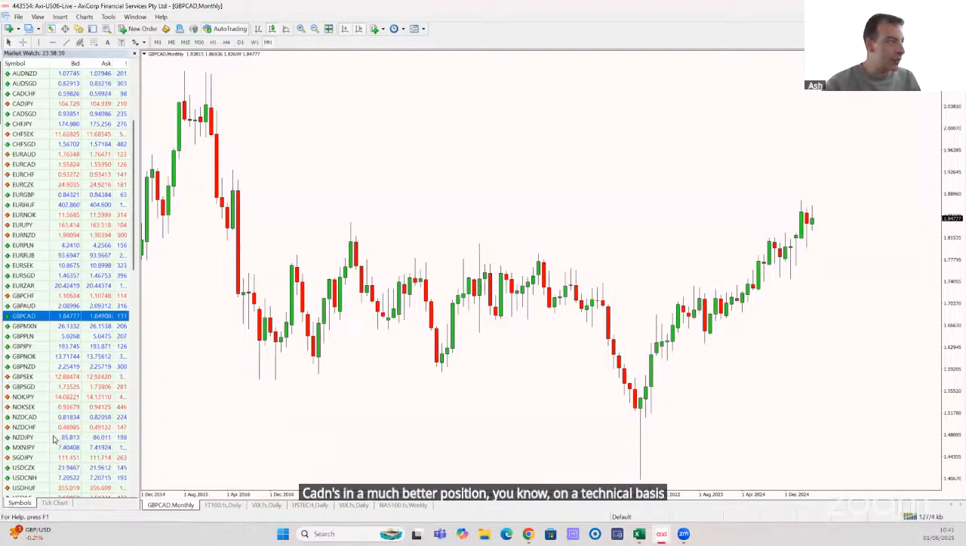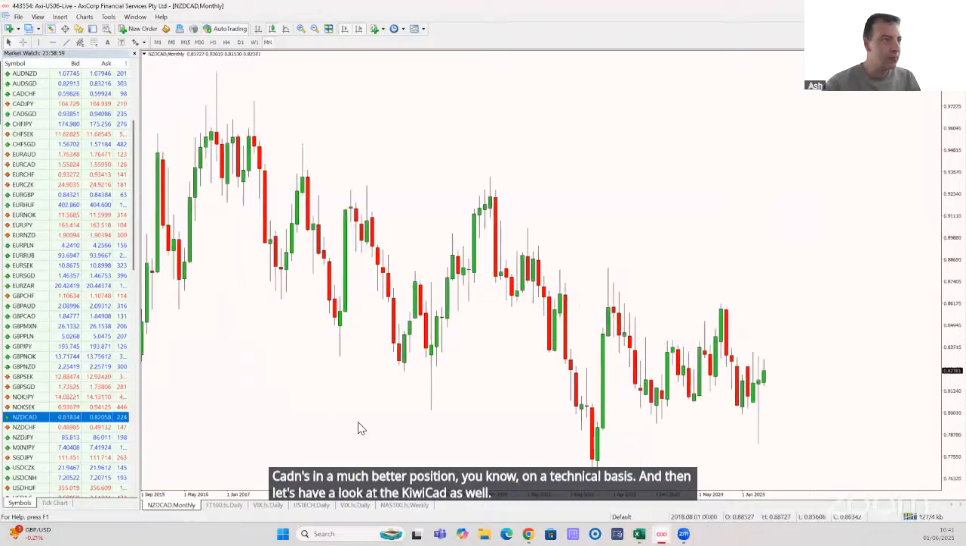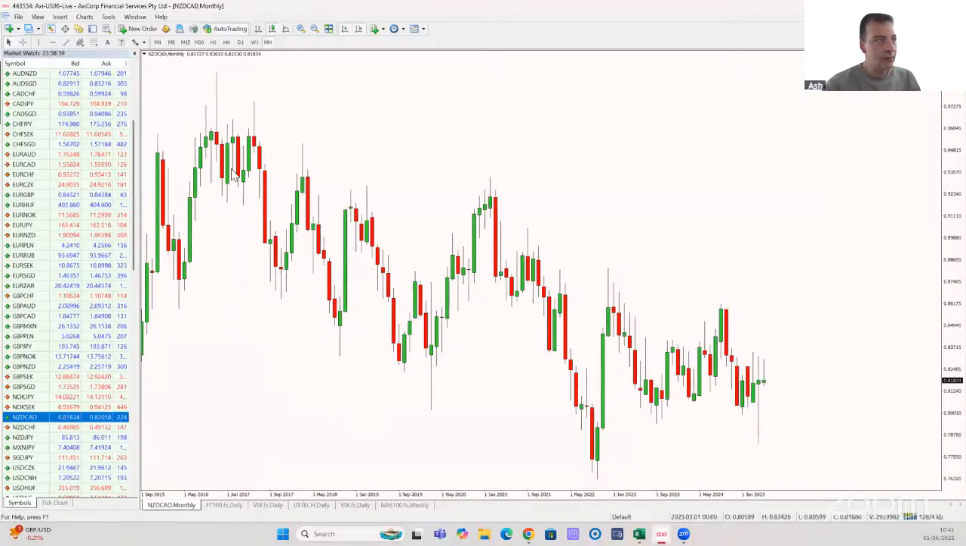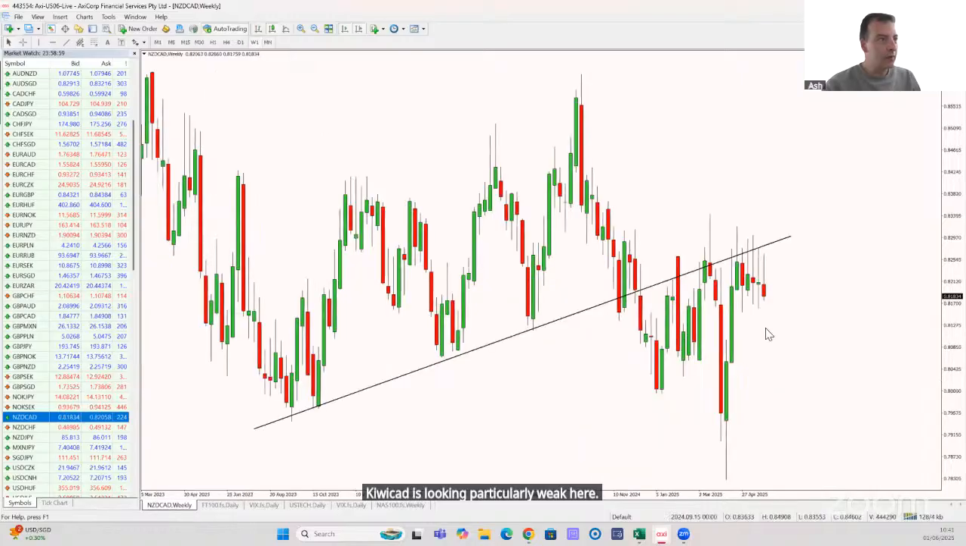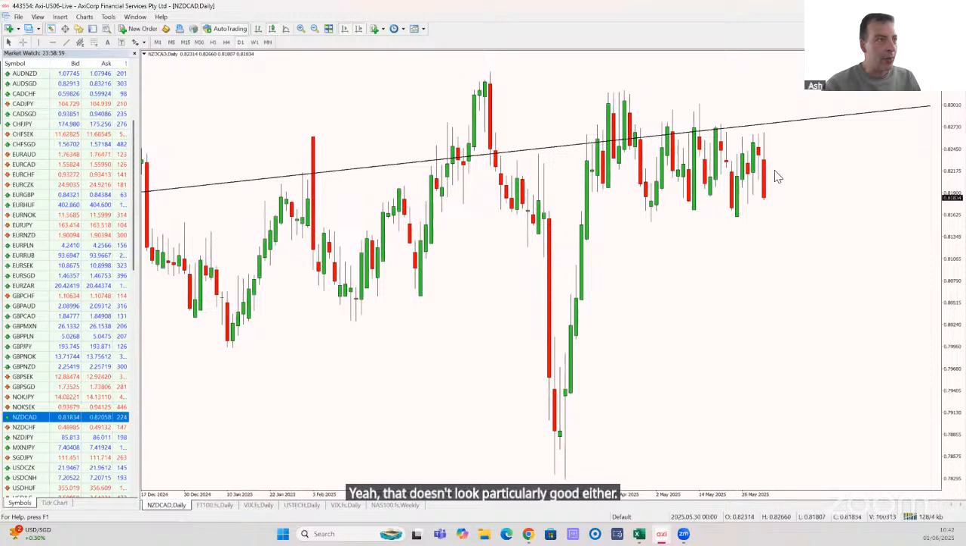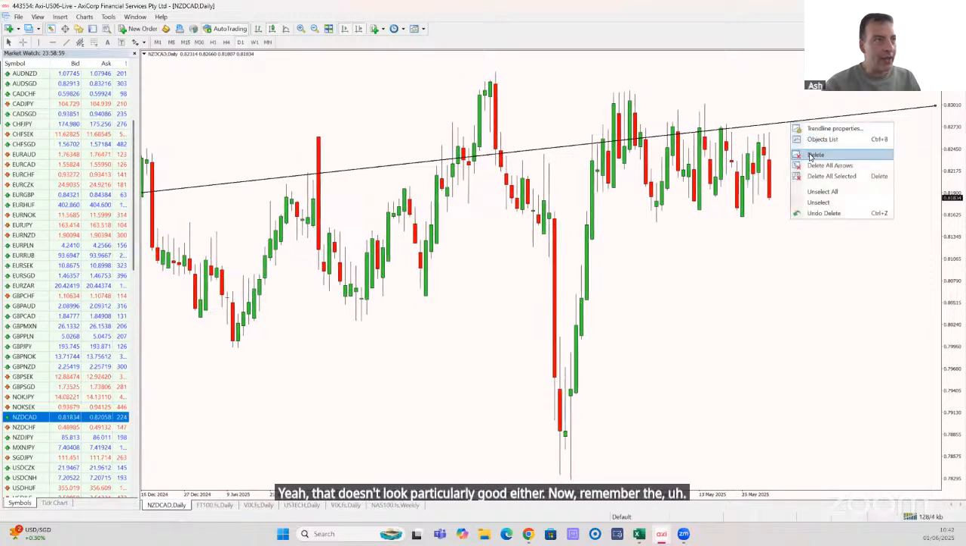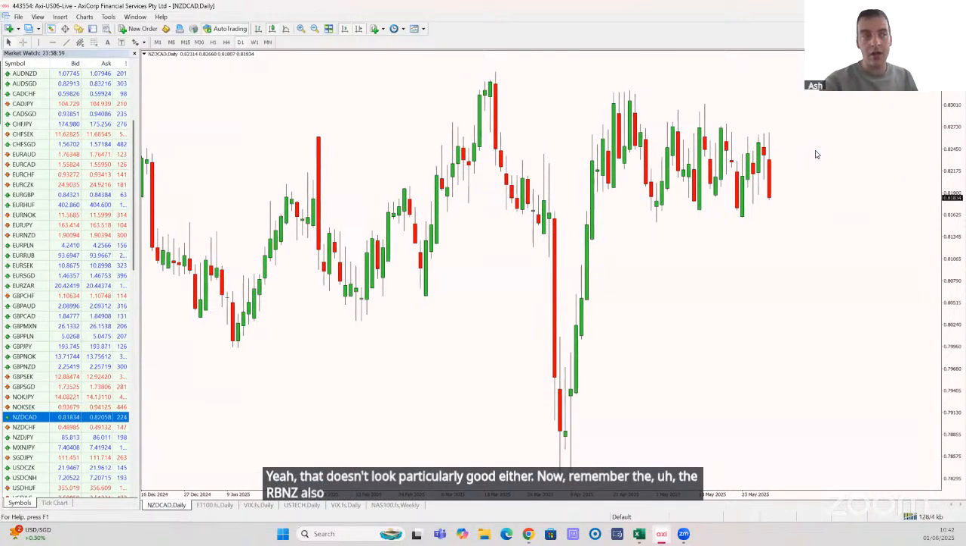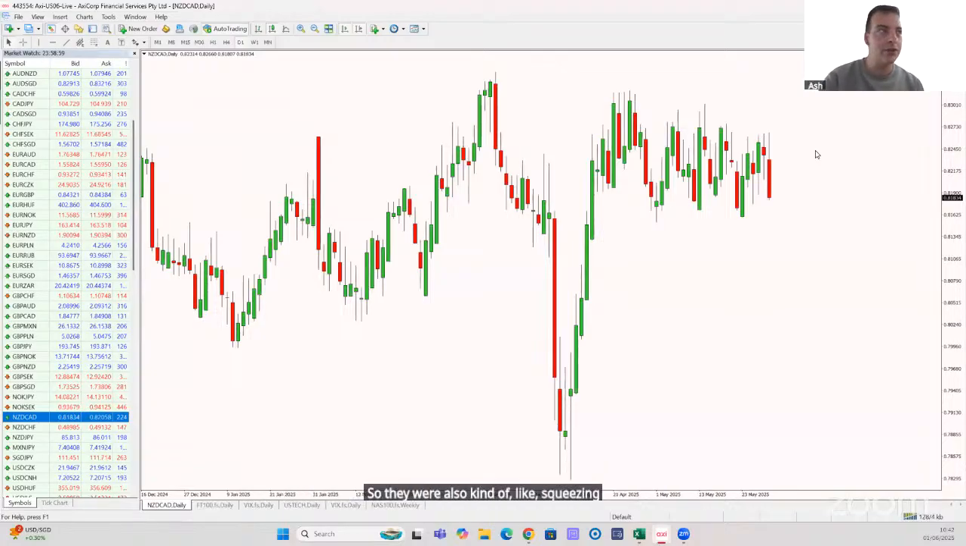And let's have a look at the Kiwi CAD as well. Kiwi CAD is looking particularly weak here. Yeah, that doesn't look particularly good either. Now remember, the RBNZ also lowered interest rates last week, so they were also squeezing down their differential. 15 minutes, no worries.